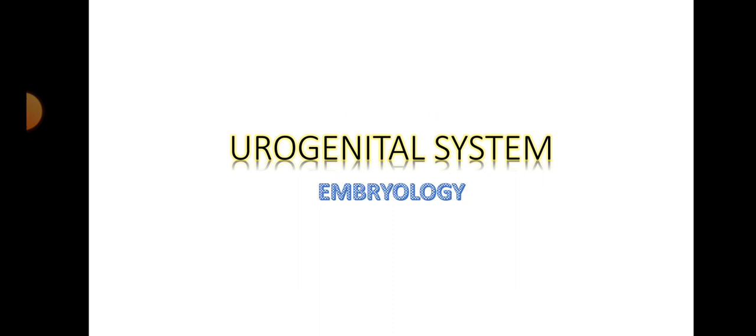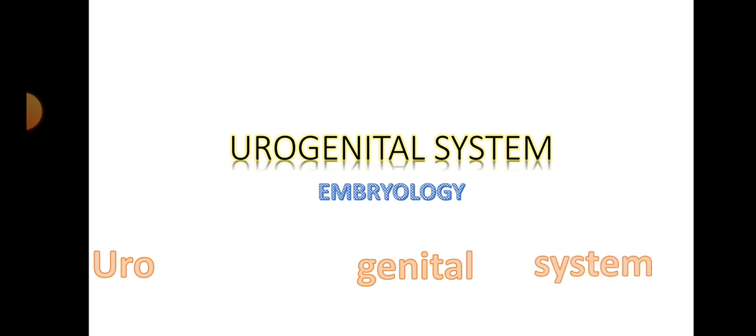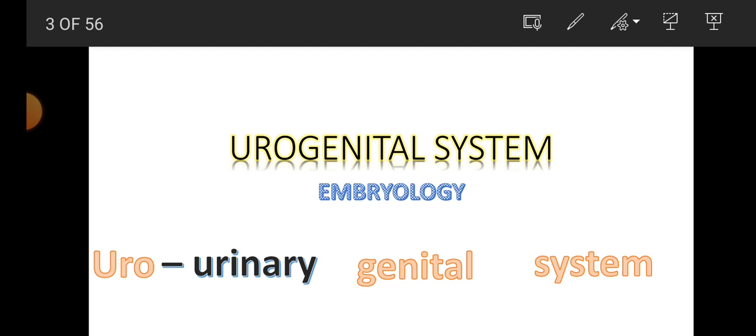Now this urogenital system consists of three components: uro, genital, and system. In anatomy, the terminology system, we are well aware that it refers to a group of organs performing the same function, and uro refers to urinary. So uro refers to the urinary system and genital refers to the reproductive system. Now the embryology of this uro and genital and the reproductive system.